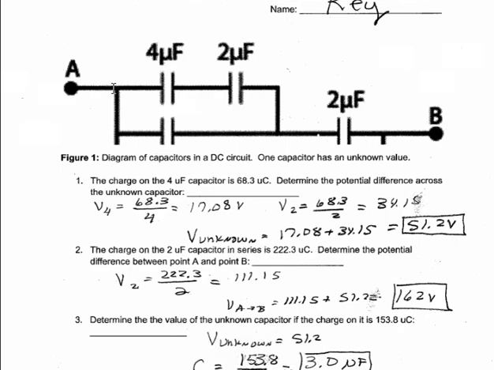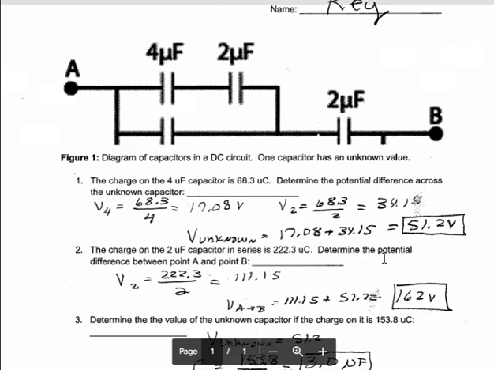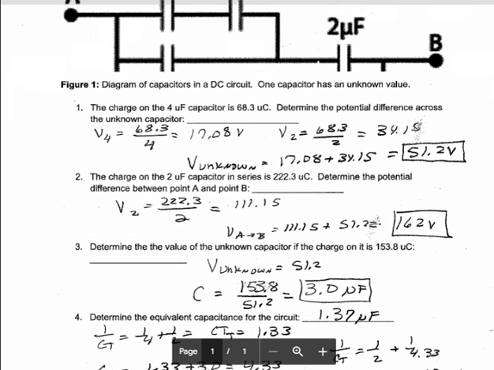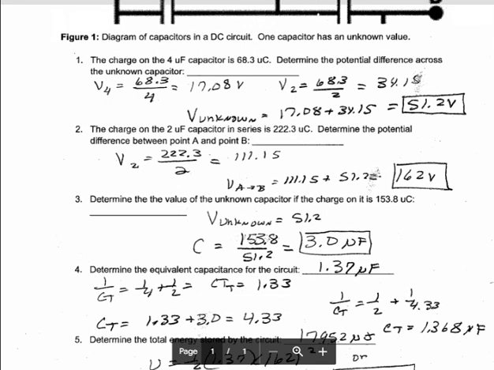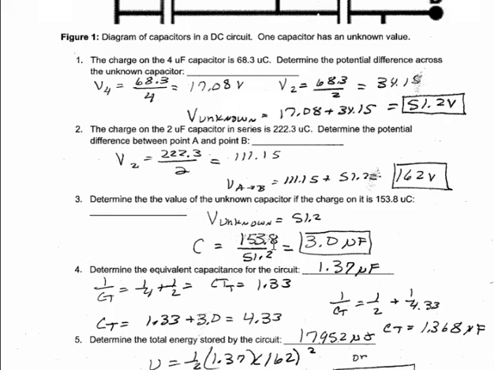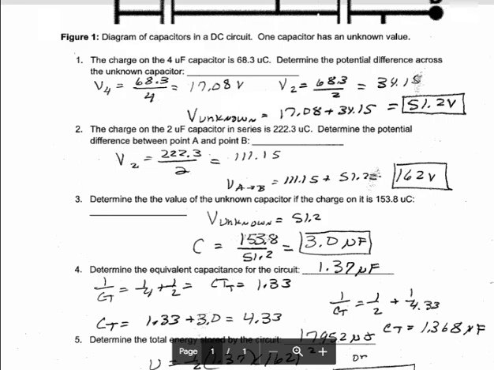So then if I add the volts of this plus the volts of this one here, I will get my total volts between point A and B. That is 162 volts. Determine the value of the unknown capacitor if the charge is 153.8 microcoulombs. Well, I know the volts from before, 51.2. I take the charge divided by 51.2 and I get 3 microfarads for the capacitor value. So that's the unknown capacitor there.